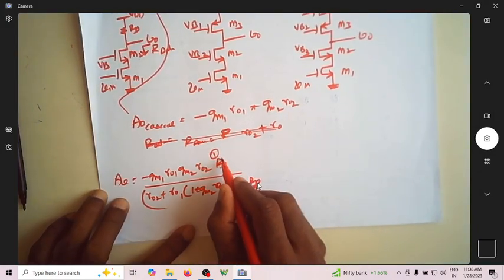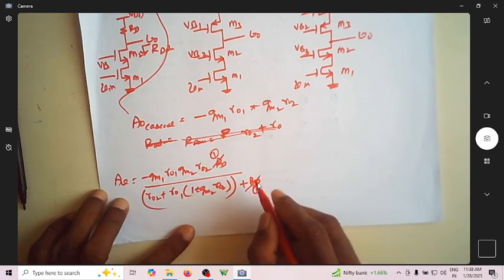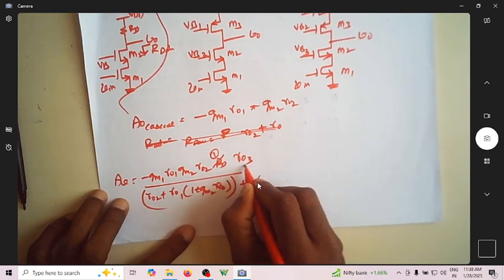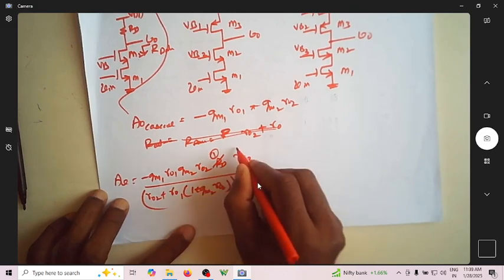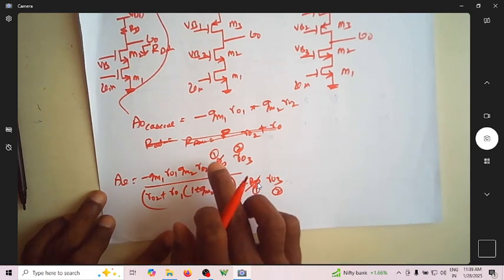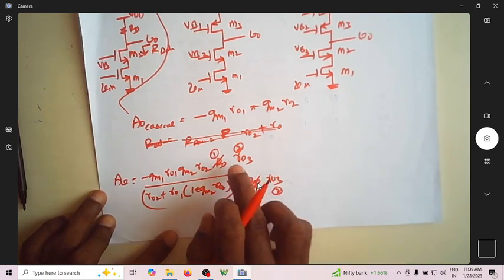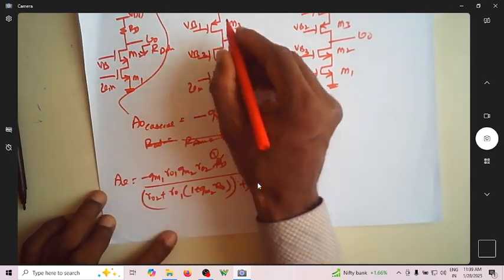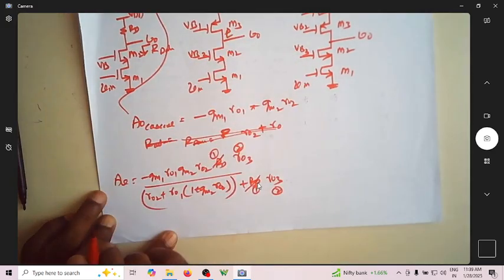For the second circuit, this will go off. You'll write it as r03. This is for the second circuit. The rest of the thing remains the same. Instead of RD here, you are writing it as r03 because the resistance looking up is r03.